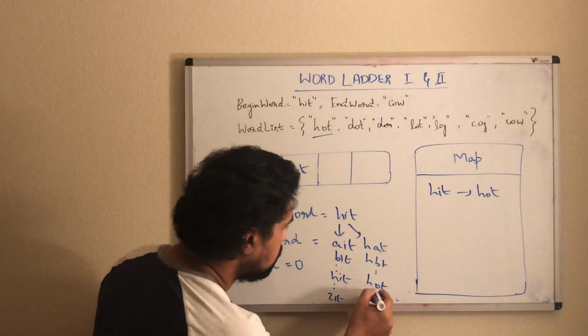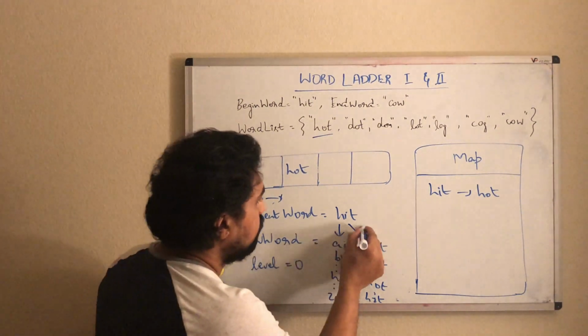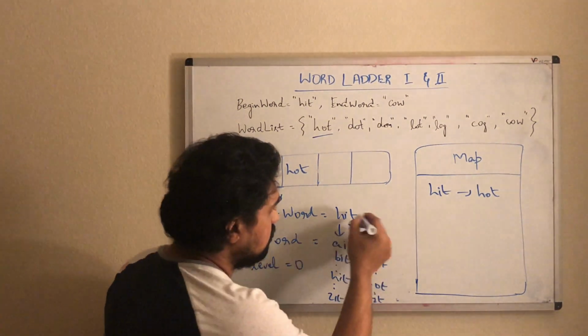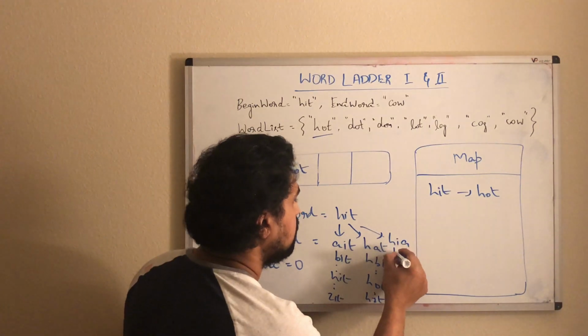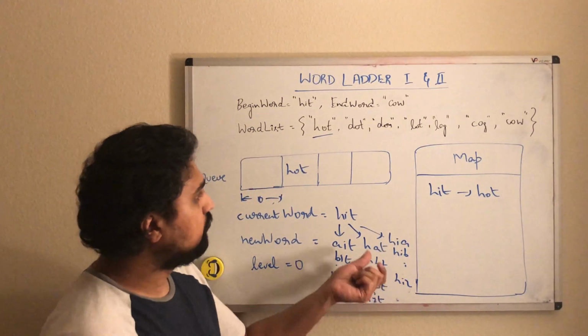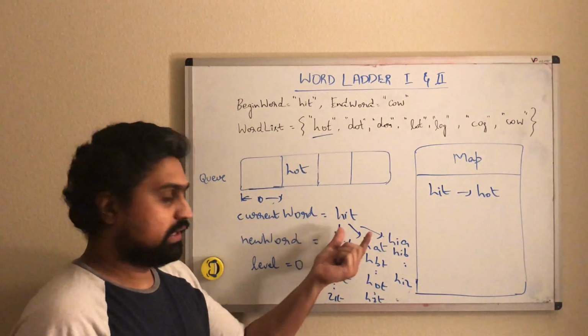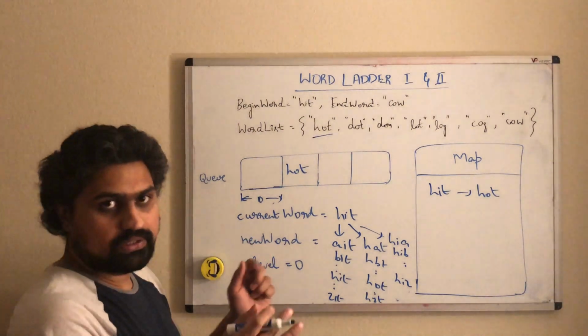Now we shall continue this process until HZT. We can try replacing the other characters, the last character: HIA, HIB, etc., HIZ. And none of these words belong to this word list. Now we are done processing this word hit, and there are no more words in this level.